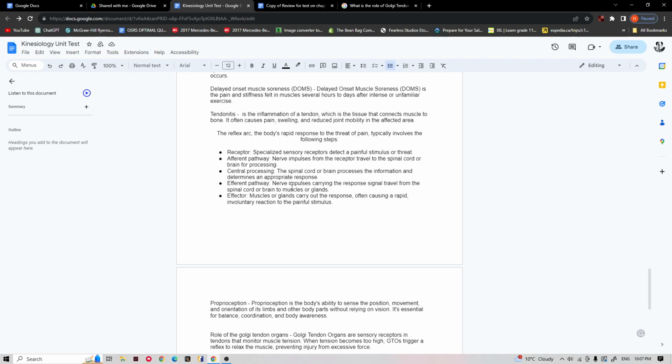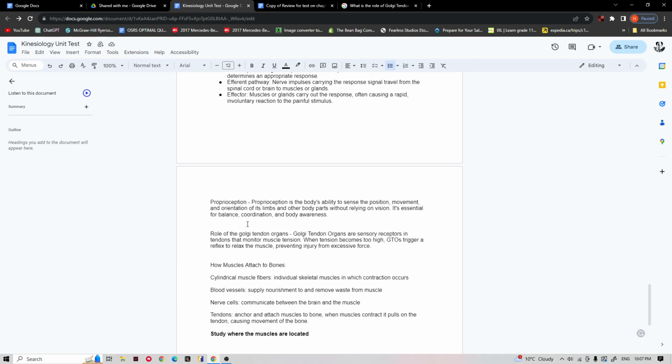Number 4, efferent pathway. Nerve impulses carrying the response signal travel from the spinal cord or brain to muscles or glands. And lastly, we have the effector. Muscles or glands carry out the response, often causing a rapid involuntary reaction to the painful stimulus.